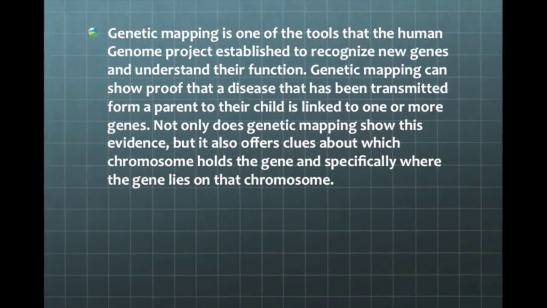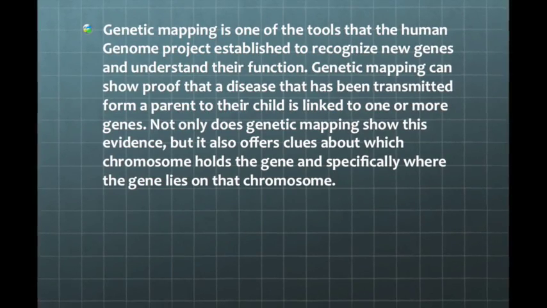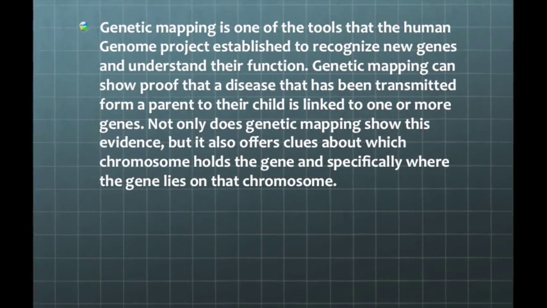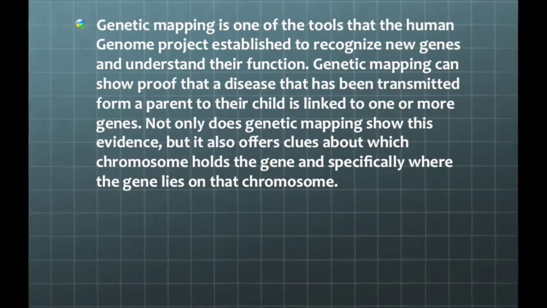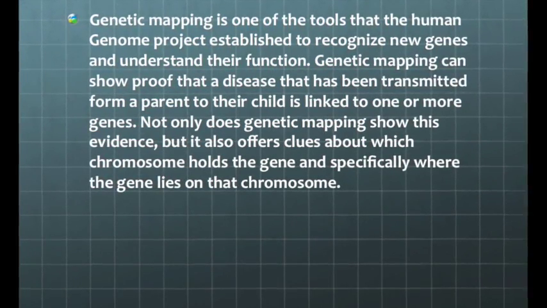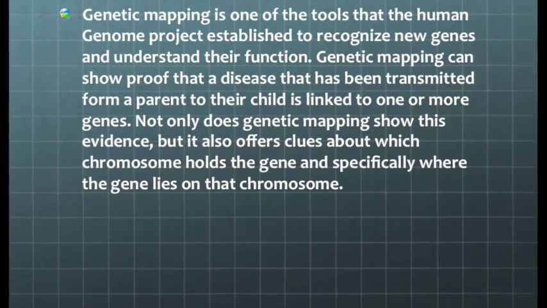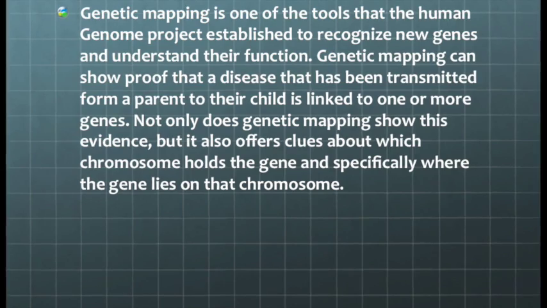Genetic mapping is one of the tools that the Human Genome Project established to recognize new genes and understand their function. Genetic mapping can show proof that a disease that has been transmitted from a parent to their child is linked to one or more genes. Not only does genetic mapping show this evidence, but it also offers clues about which chromosome holds the gene and specifically where the gene lies on that chromosome.